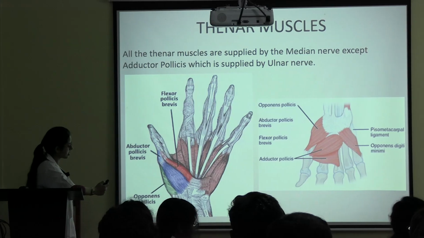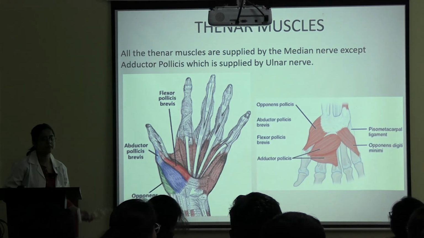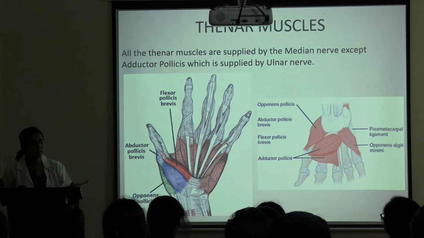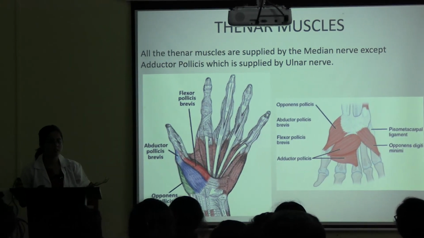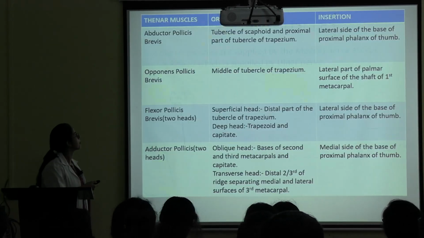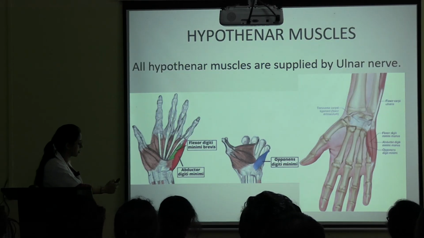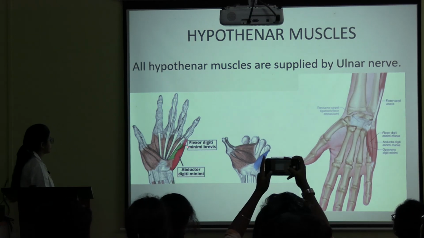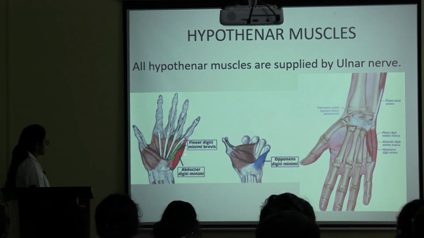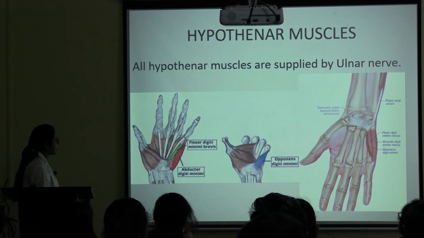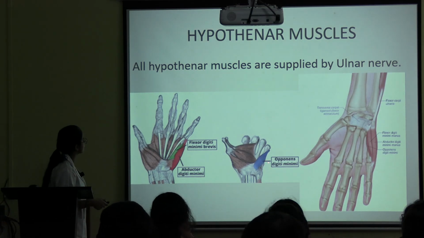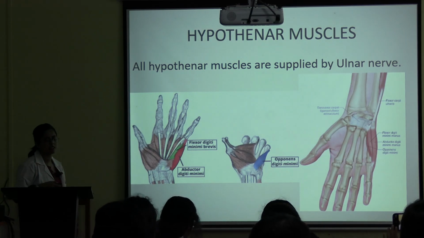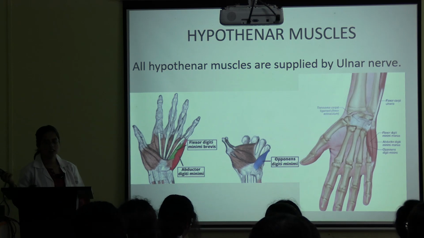This one. Okay, you can see all the thenar muscles are supplied by median nerve, except adductor pollicis, which is supplied by ulnar nerve. These are the hypothenar muscles. You can see here, this is the flexor digiti minimi brevis. This is the abductor digiti minimi, and this is the opponens digiti minimi. Okay, so all the hypothenar muscles are supplied by ulnar nerve.